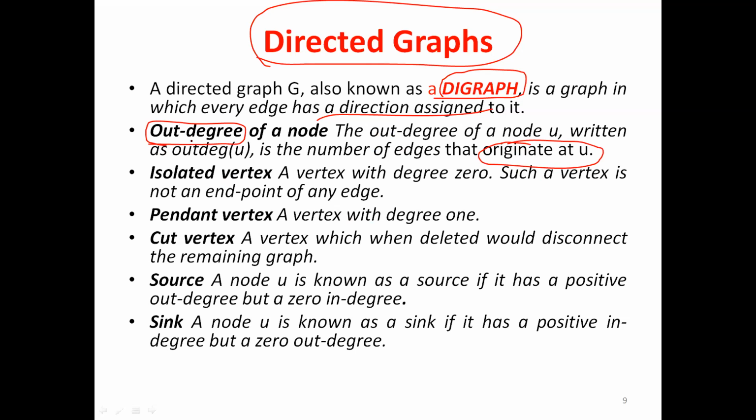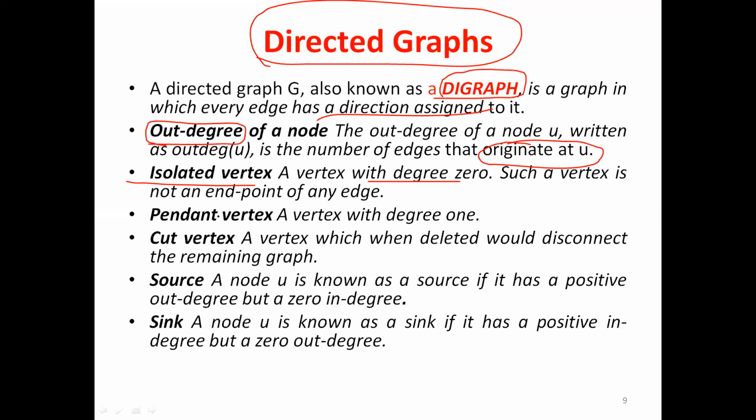And similarly for in degree, the number of edges coming towards a particular node is called the in degree. Earlier you studied only the degree of a node. When you call it degree, I can combine it, no problem, but here again we split it into out degree and in degree. Next, isolated vertex: a vertex with degree 0.